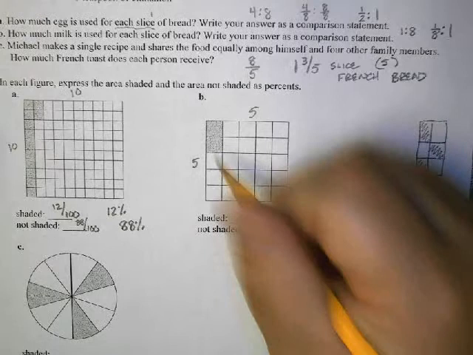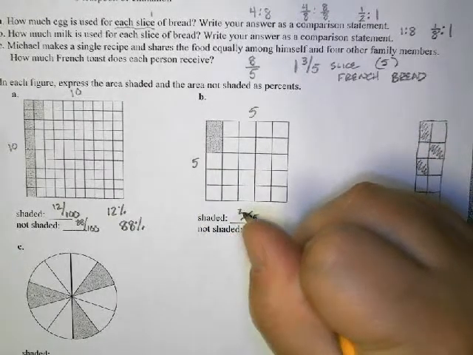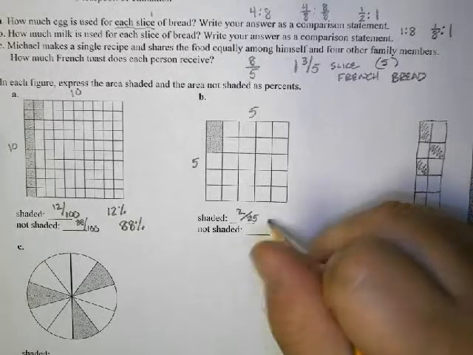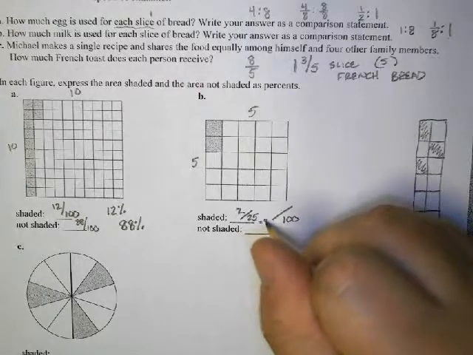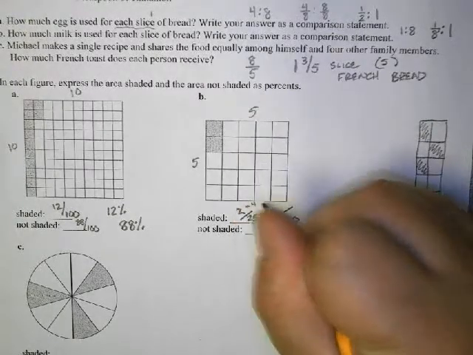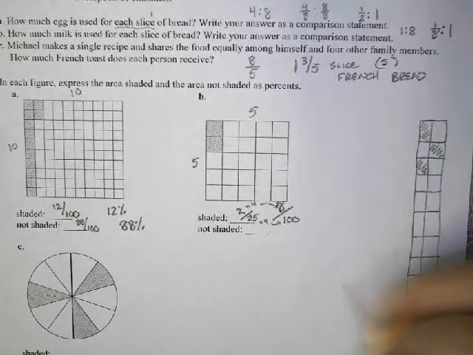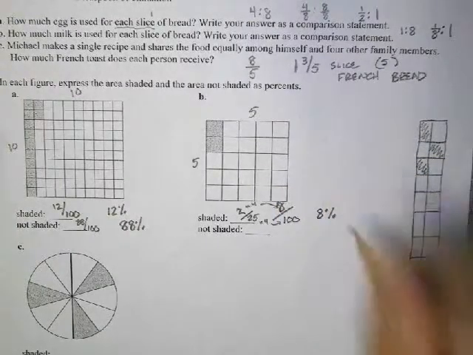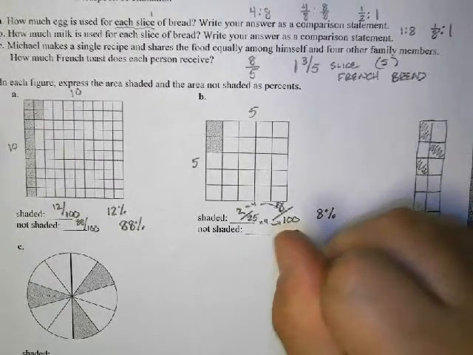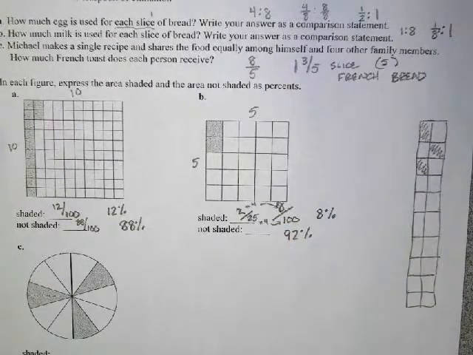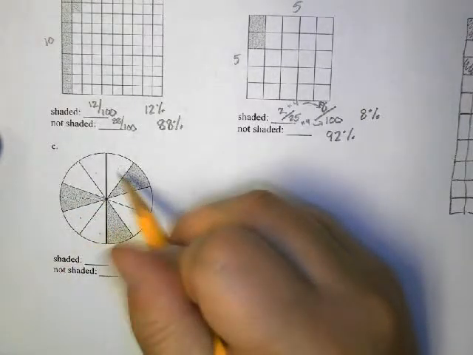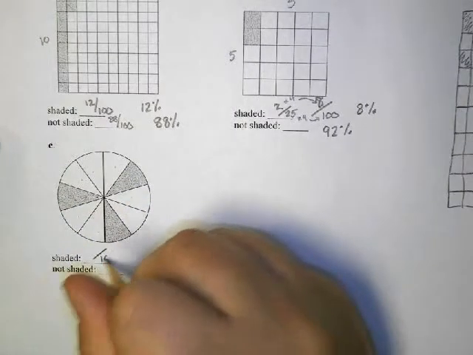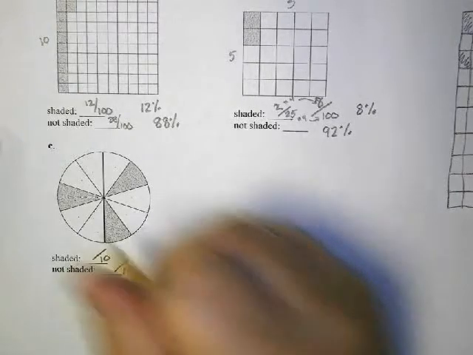Let's try B. 1, 2, 3, 4, there's 5 of them. It's a 5 by 5. There's 25 squares. 2 of them are shaded. So it's 2 over 25. Well, over 100, 25 times 4 gives me 100. So 2 times 4 will give me 8. This is 8% shaded. If it's 8% shaded, it's going to be 92% not shaded. Just subtract from 100.